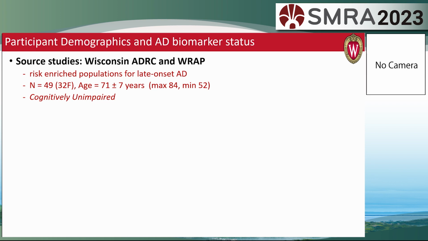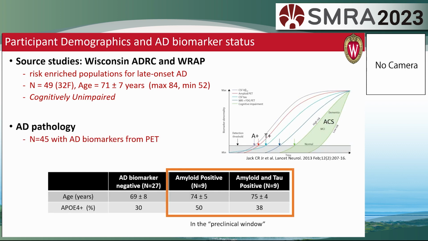We had a total of 49 participants, around 71 years of age. Importantly, all these participants are cognitively unimpaired. They have no problems with their cognitive abilities. In those participants, in 45 of them, we had AD biomarker data from PET. In this table, I show a breakdown of our numbers. We had 27 people that were AD biomarker negative, 9 that were amyloid positive, and 9 that were both amyloid and tau positive.